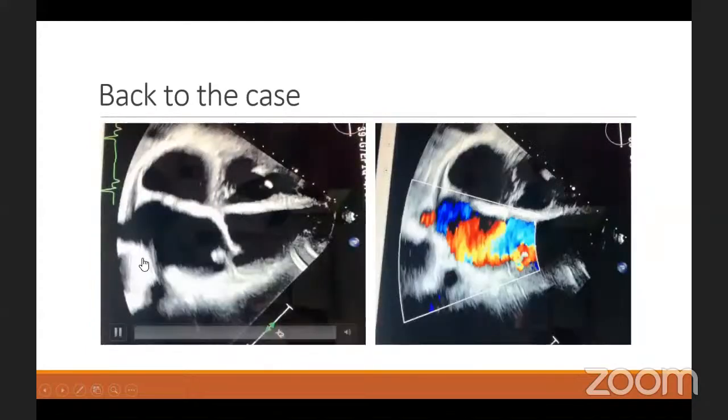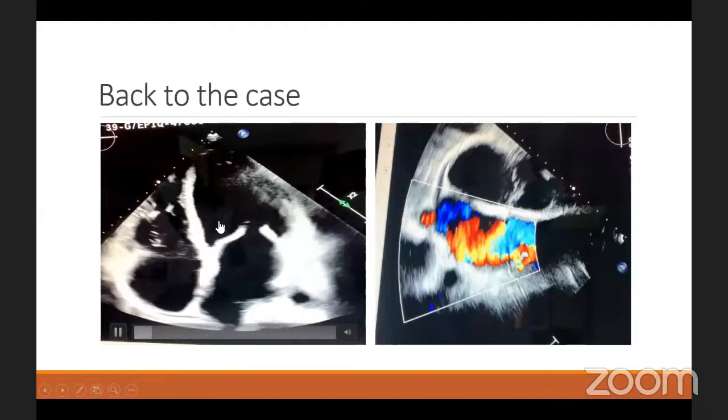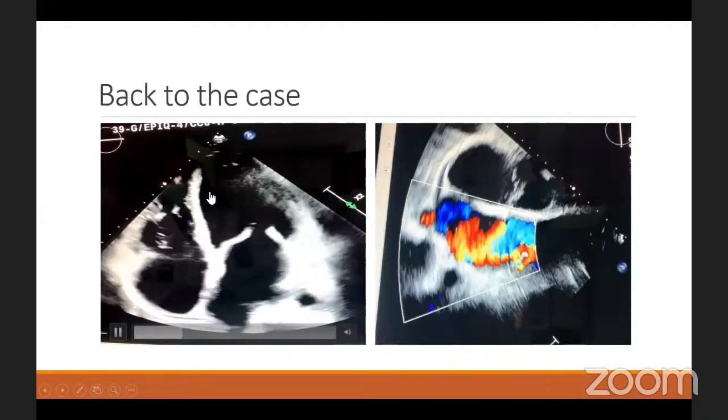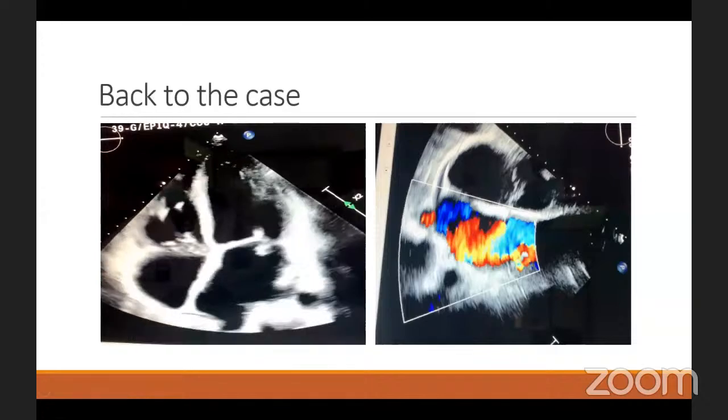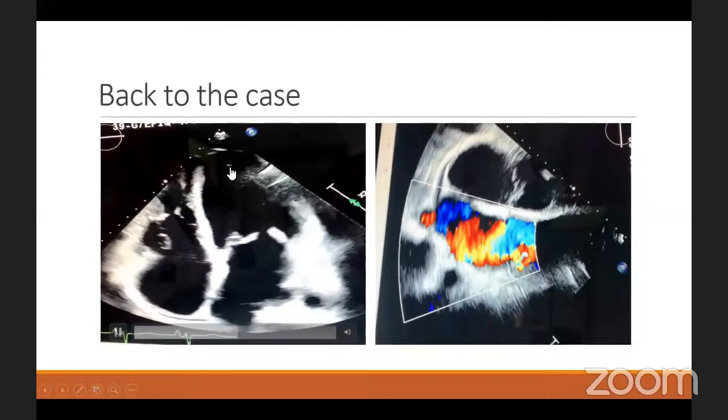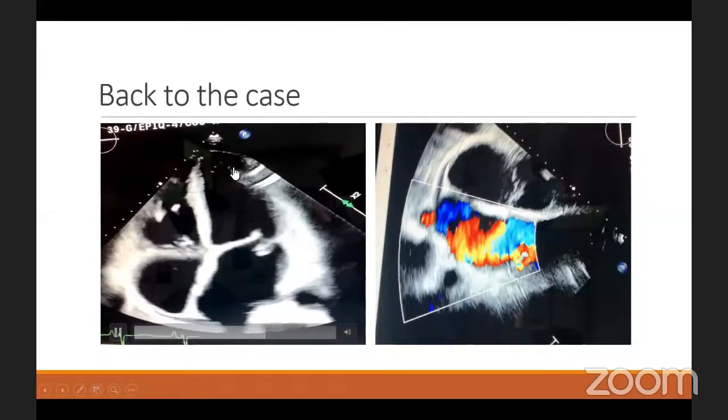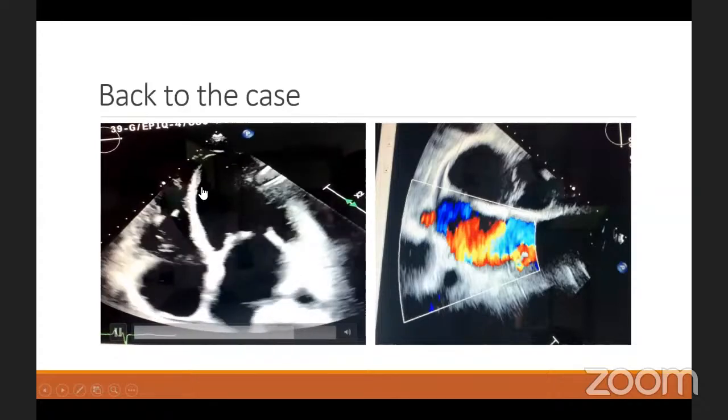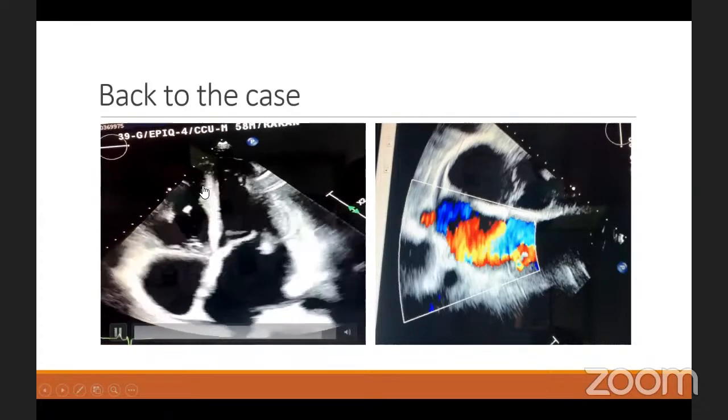To assess the LV function, of course, it's by two mechanisms: the inward movement of the wall during systole and the thickening of the wall during contraction. And you can see here we have a 60% ejection fraction.